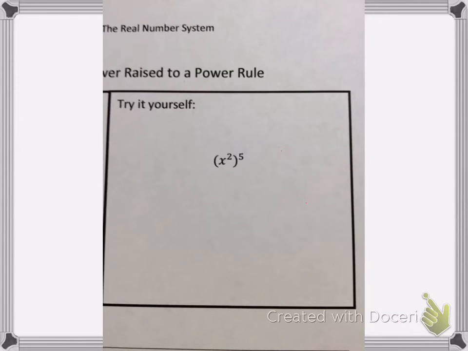We're going to try it ourselves here. Here we have x squared to the 5th power. We're going to take those two powers and times them together. So we'll have x to the 2 times 5. And then we're just going to times those together and get x to the 10th power.